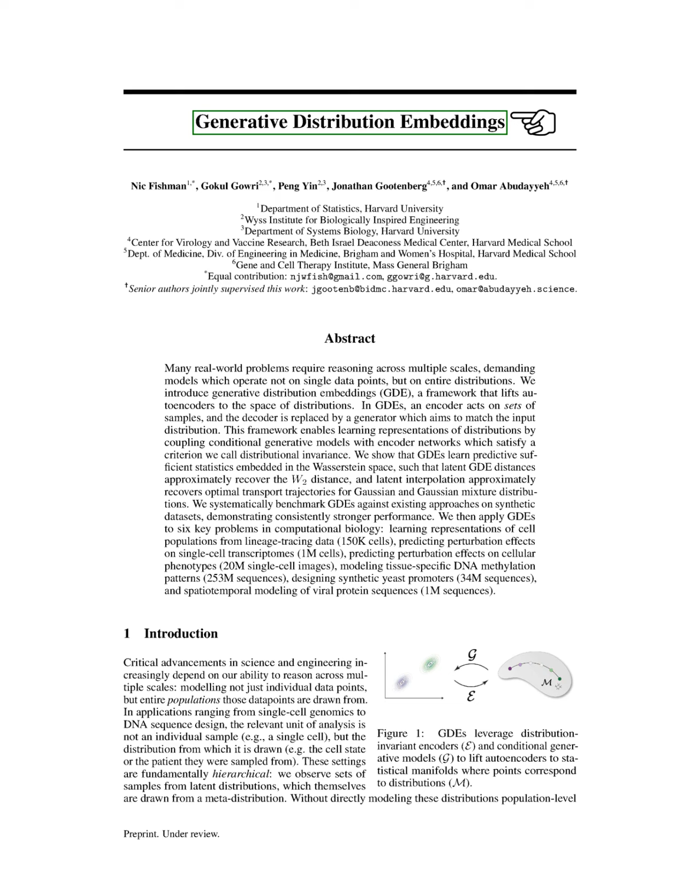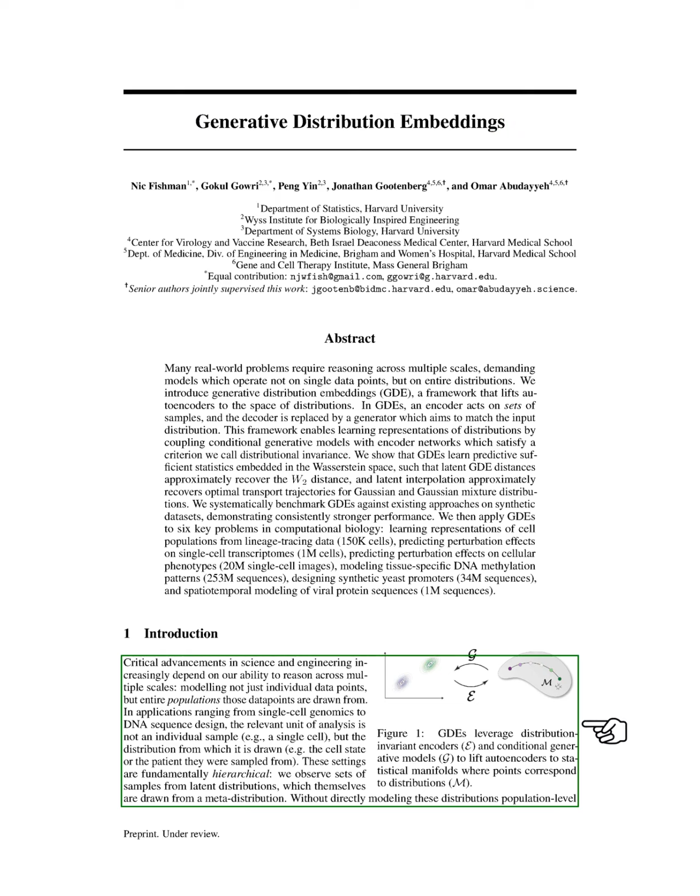Section: Introduction. In this section, we discuss how critical advancements in science and engineering rely on our ability to analyze data across different scales. Instead of focusing on individual data points, we need to consider the entire populations from which these points are drawn. For instance, in areas like single-cell genomics and DNA design, the key analysis unit is the distribution of samples, such as the state of a cell or the patient it comes from.